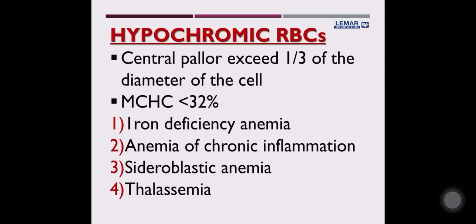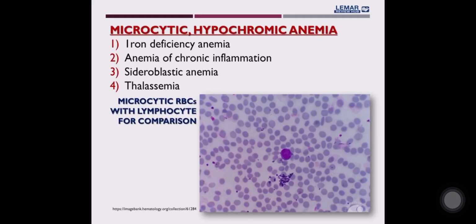Hypochromic RBCs are red cells with pallor greater than 1/3 of the red cell diameter and MCHC value less than 32%. Hypochromic RBCs can be seen in IDA, anemia of chronic inflammation or anemia of chronic disease, sideroblastic anemia, and thalassemia. If you'll notice, these are also the conditions wherein the red cells are microcytic. So in IDA, anemia of chronic inflammation, sideroblastic anemia, and thalassemia, the red cells are microcytic hypochromic.